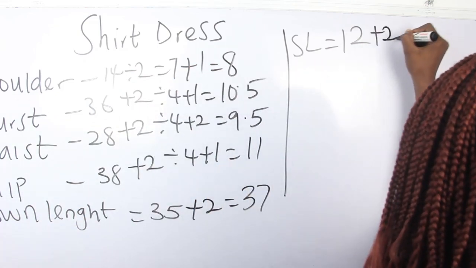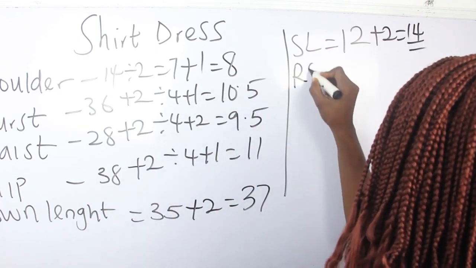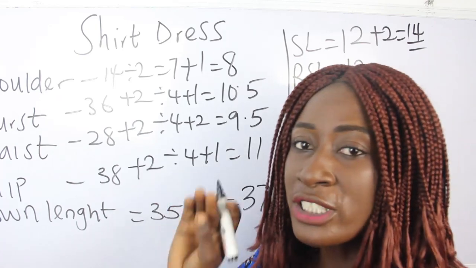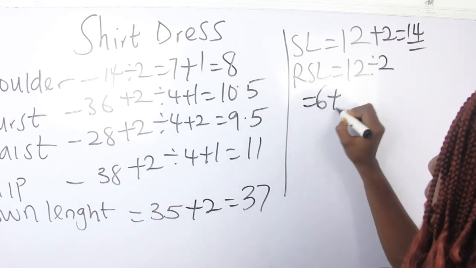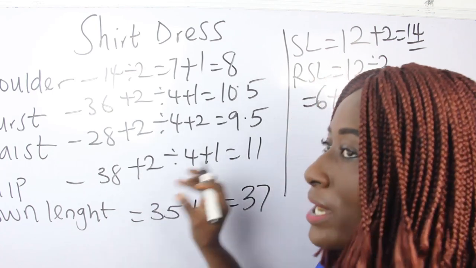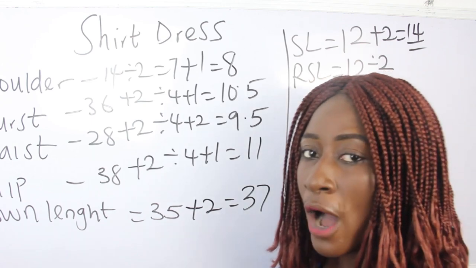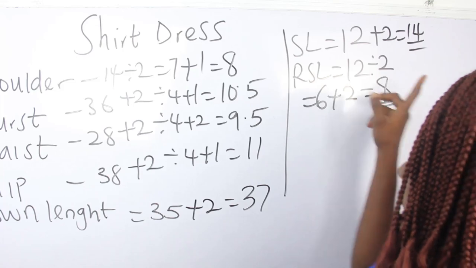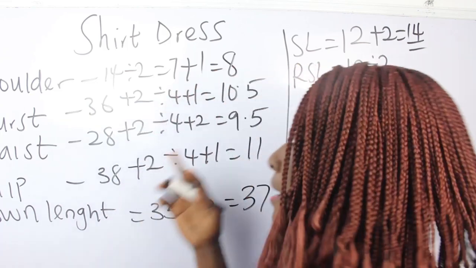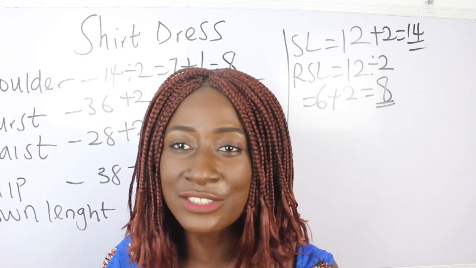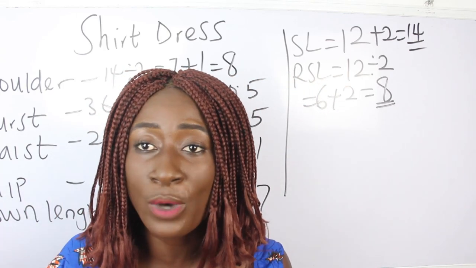So I will go ahead and add 2 inches for our folding allowance. We have 14 inches. Our round sleeve is 12 inches. So you divide your round sleeve by 2. So we have 12 divided by 2, we have 6, plus 2 inches for our sewing allowance, we have 8 inches. So it simply means that for our round sleeve, we have 8 inches, and for our sleeve length, we have 14 inches. So these are the basic measurements required in order for you to achieve a shirt dress.